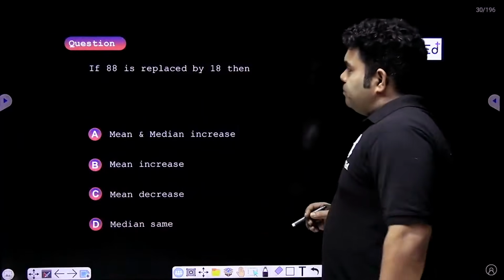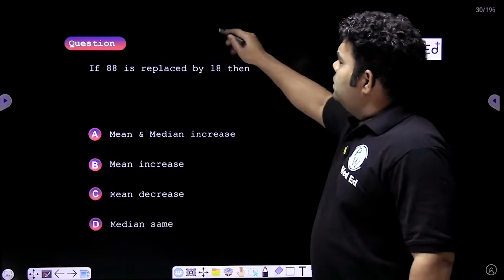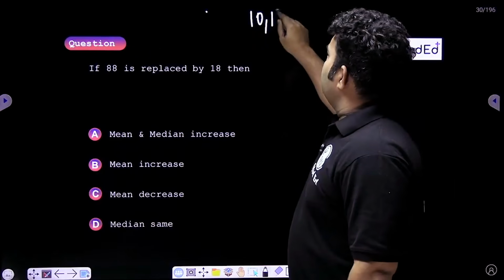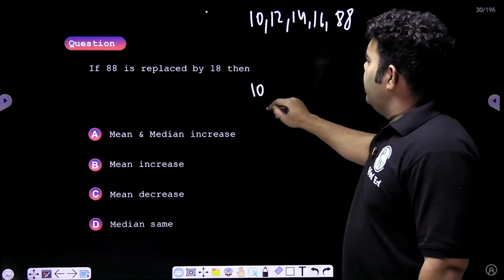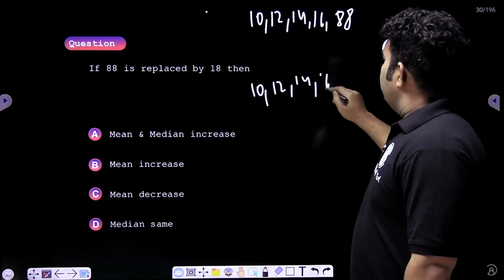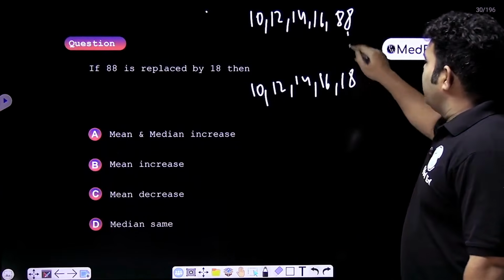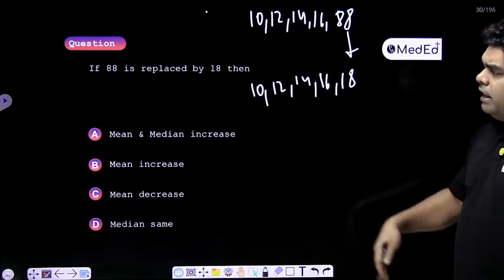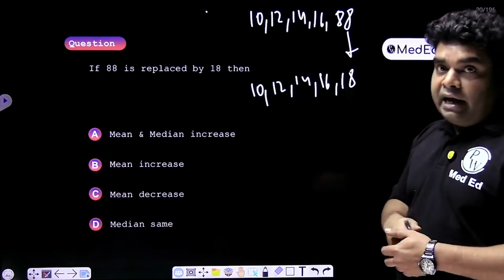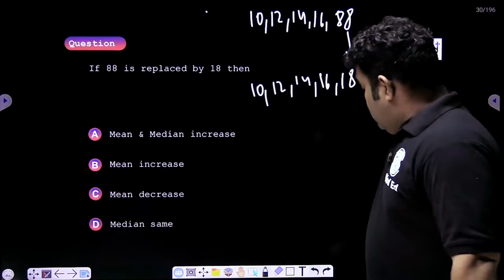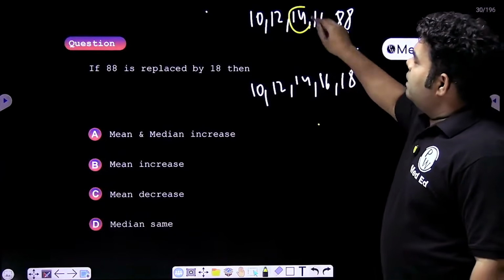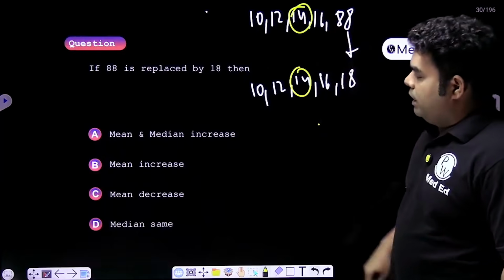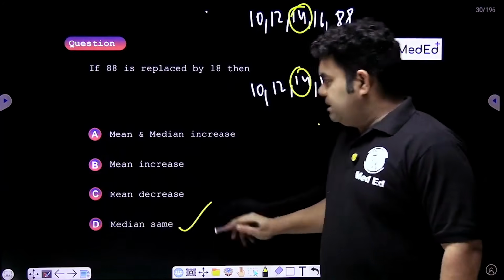Now the question is, if suppose in this distribution 10, 12, 14, 16, 88, you are replacing 88 with 18. You are correcting the mistake and replacing it. So if you are replacing it, which out of the 4 is correct? And there are multiple correct answers. First thing which is definitely possible is median is always the same, 14 and 14. So median is same is correct.